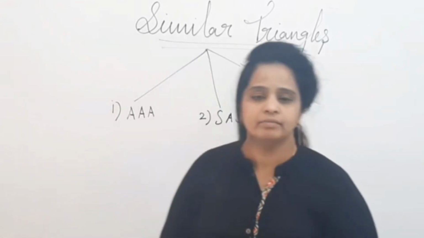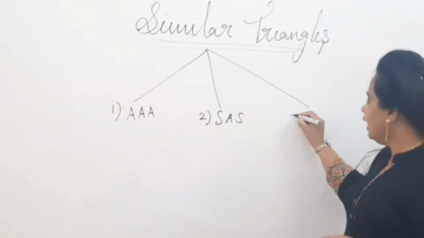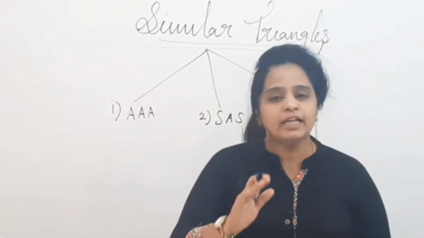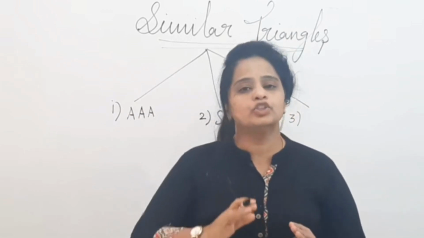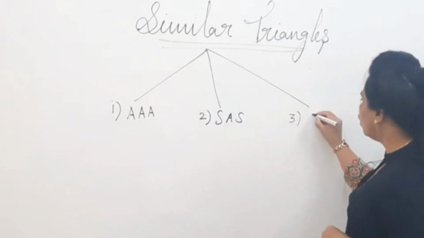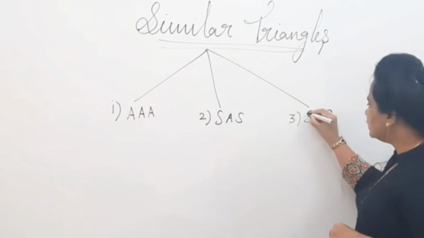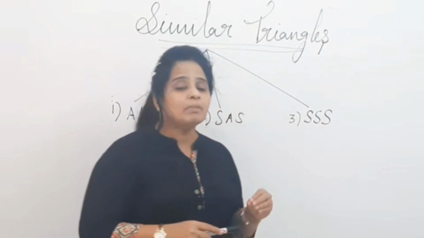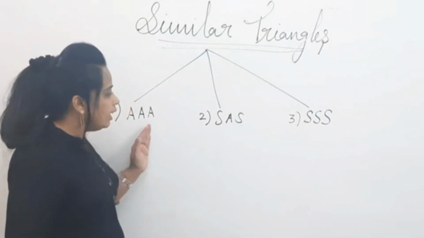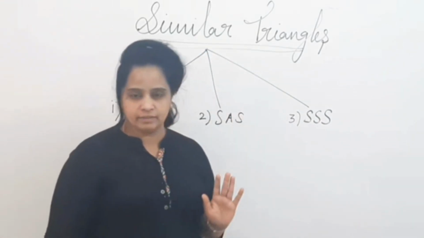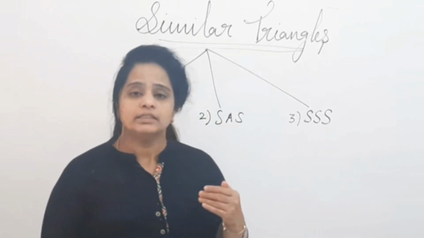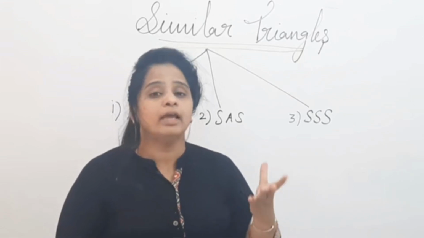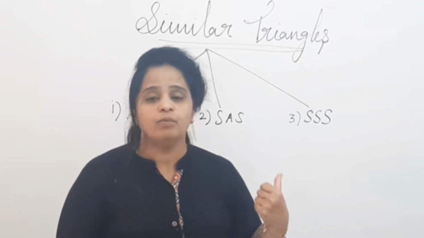And the third criteria: if all the corresponding sides are proportional in two triangles, then those two triangles are similar. We call that the SSS criteria. So there are only three criteria for similarity of triangles: AAA, SAS and SSS. Now we are going to do a few sums under each criteria to understand how they become similar under any one of these criteria.